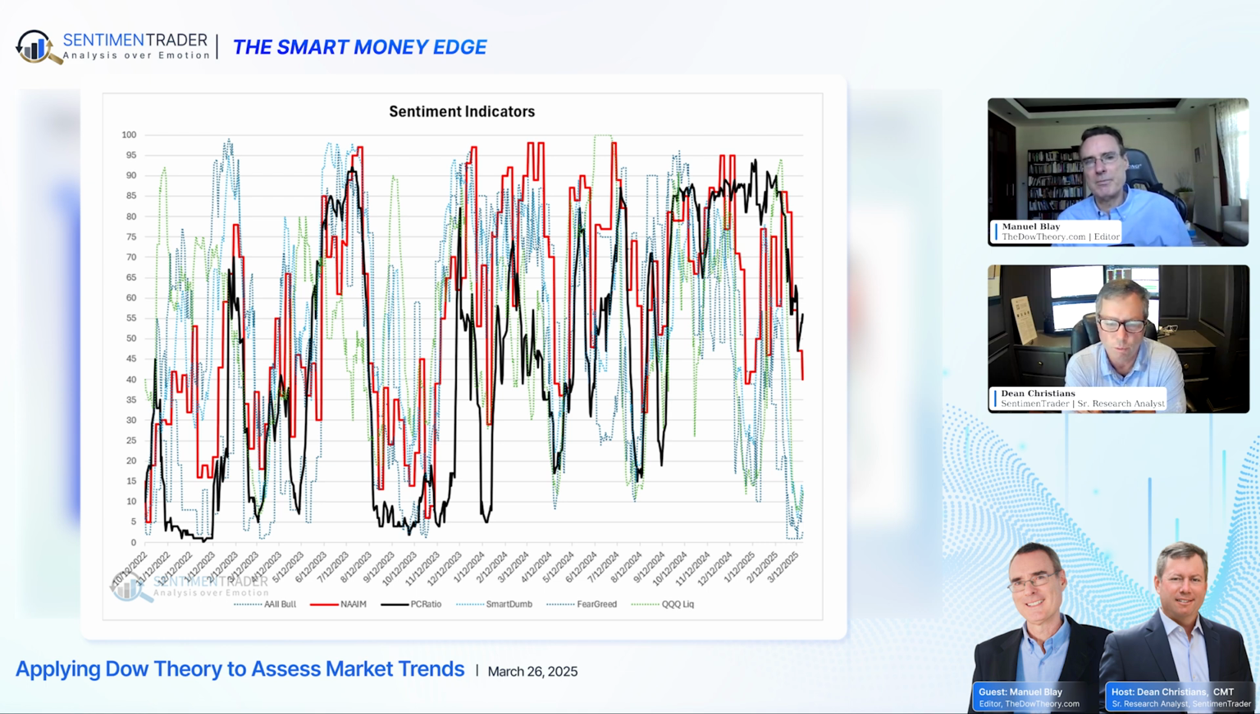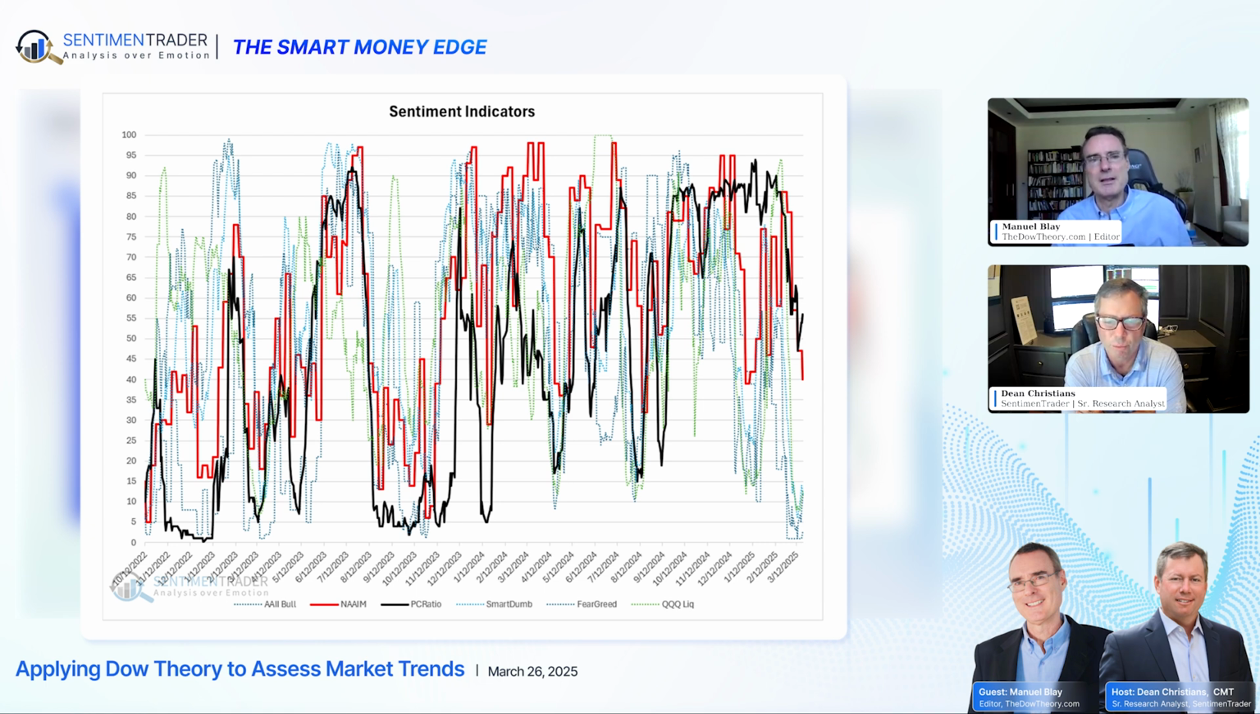So for right now, we're still in the camp that we've had this relief rally, which could carry us up to 5,800, 5,900 on the S&P 500. And then I wouldn't be surprised by some sort of retest of the lows.